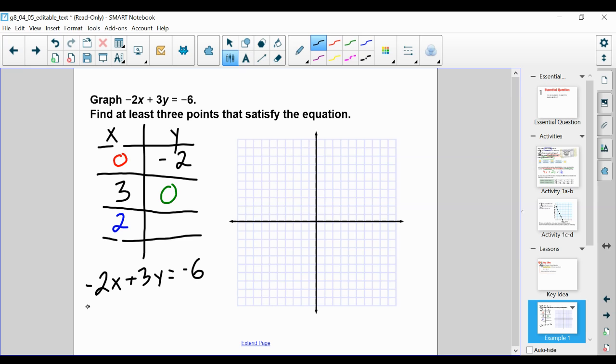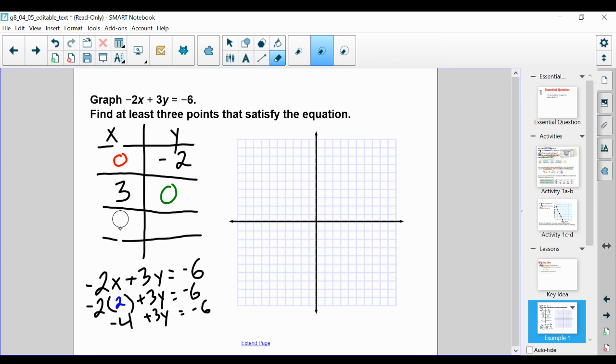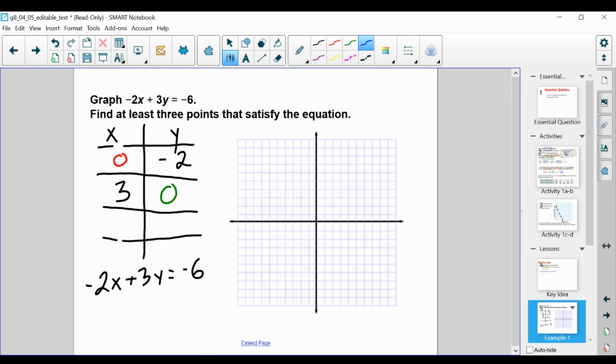Well, we plug it in, negative 2 times 2 plus 3y is equal to negative 6. Negative 2 times 2 is negative 4 plus 3y is equal to negative 6. I can already tell that this is not going to work. So guess what? We have to try another one. Oh no. Guessing and checking is not fun. It's not fun, I know.